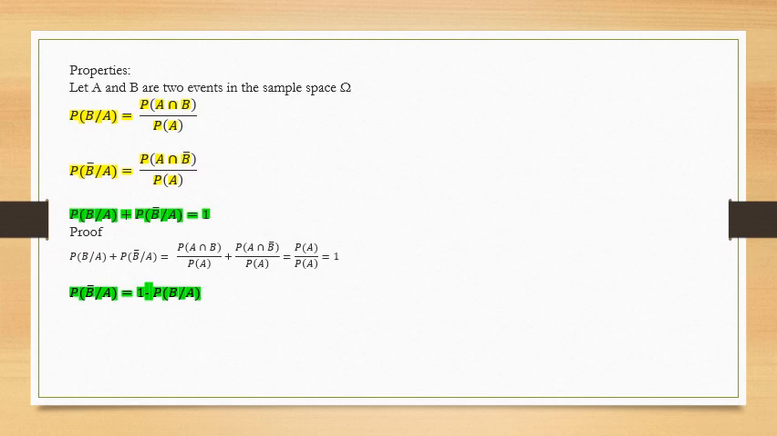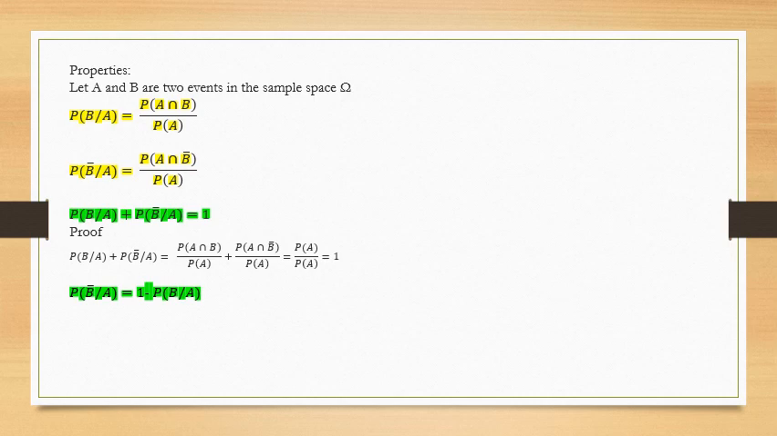Properties. Let A and B be two events in the sample space omega. Probability of B knowing that A equals probability of A intersection B over probability of A. Probability of B bar knowing that A equals probability of A intersection B bar over probability of A. We can also calculate, and we need to know, that the addition of probability of B knowing that A and probability of B bar knowing that A is equal to 1.